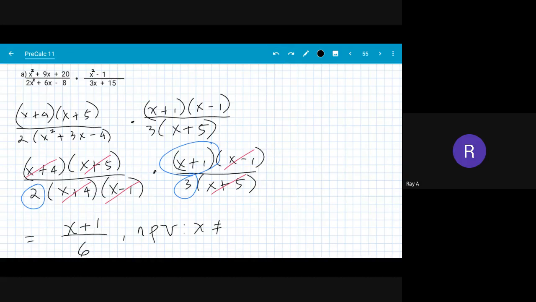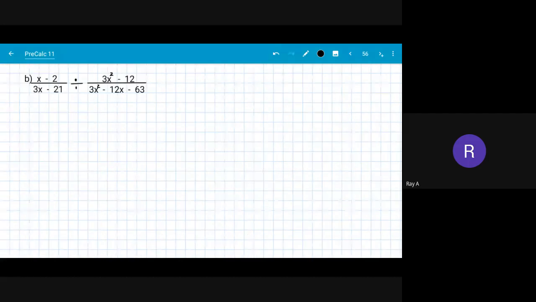So x plus 4, that would become a 0 if it's negative 4. X minus 1 becomes 0 if x is 1. X plus 5 becomes 0 if it was negative 5. Okay? And there you have it.